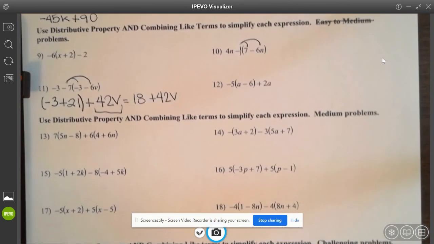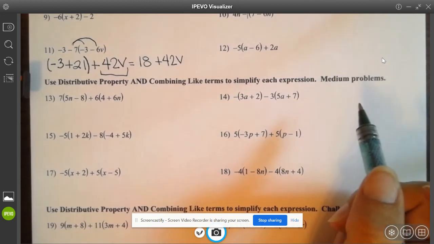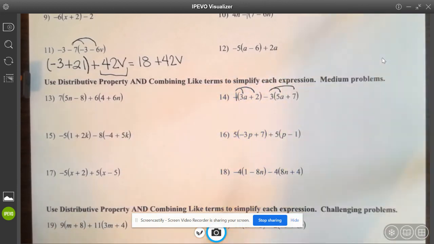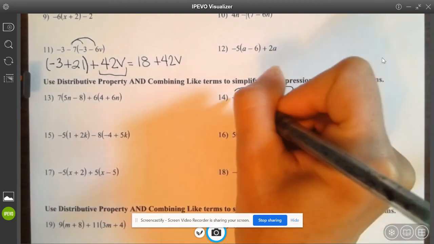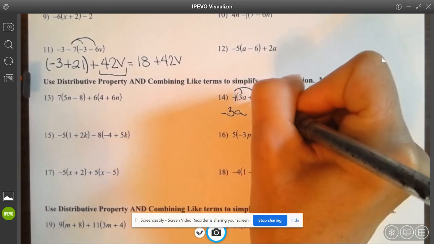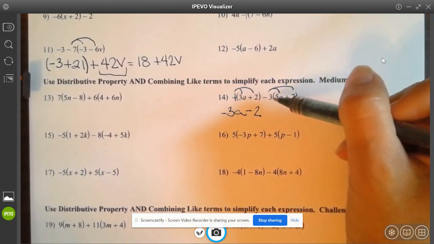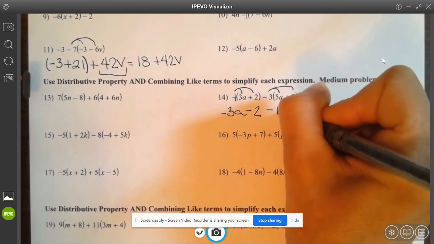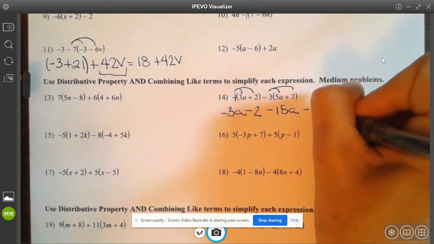Okay, let's do something more like this stuff down here. I'm going to do number 14. So remember, there's a 1 here. So I have to distribute that, and then I have to distribute this one, and then combine like terms. So let's do one part and then the other part. All right, -1 times +3a, that's -3a. -1 times +2, that is -2, right? And then let's do this part. -3 times 5a, that's -15a. And then -3 times +7, that is -21.